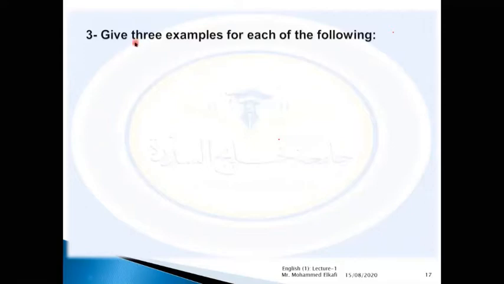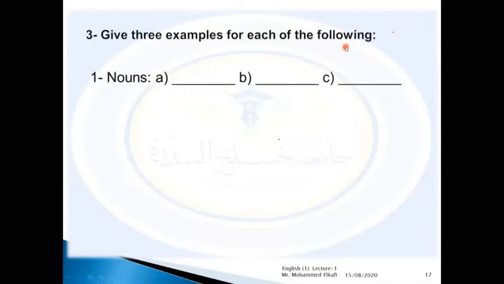The third type of question: give 3 examples for each of the following. A noun or nouns, you can think of what? Ali, boy, cat, Muna, house. So any 3 you can write here, just 3 examples for nouns.